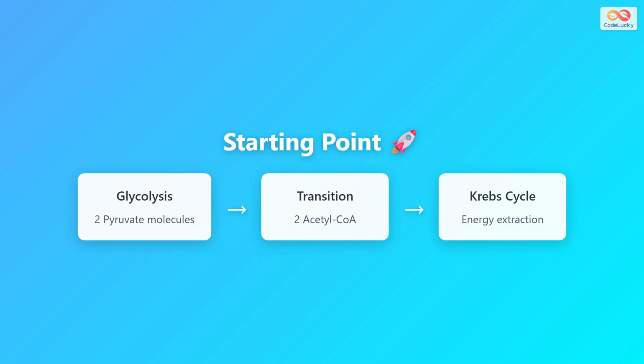Let's understand where the Krebs cycle fits in the bigger picture. It all starts with glycolysis, which breaks down glucose and produces two pyruvate molecules. These pyruvate molecules then go through a transition reaction where they're converted into two Acetyl-CoA molecules. Finally, these Acetyl-CoA molecules enter the Krebs cycle, where the real energy extraction begins. Think of it as a production line where each step prepares the molecule for the next stage.